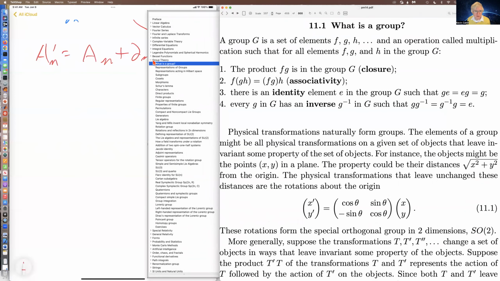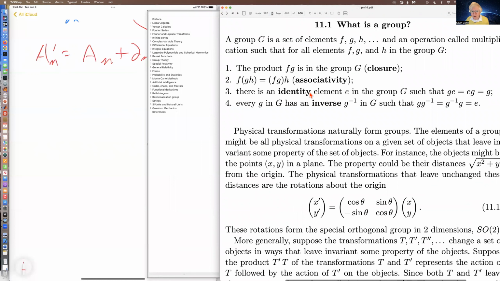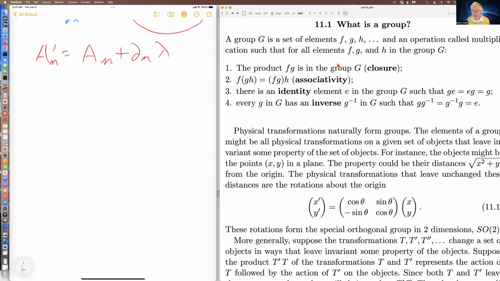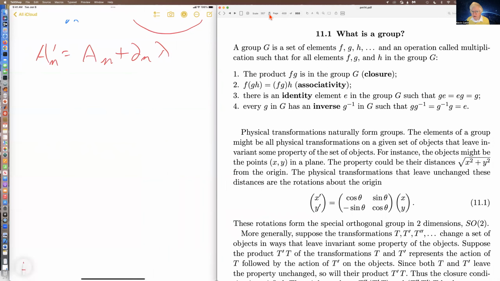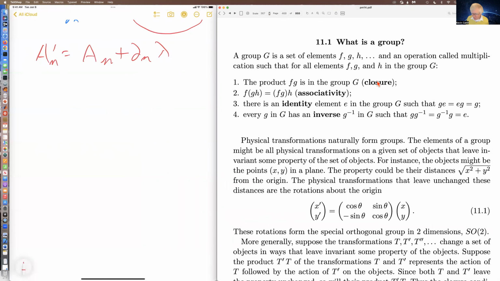So what is a group, first of all? Okay, so let's see, I've got this a little too small. Let me make it a little bit bigger. All right, I'm going to have to shrink this a little bit. Okay, so what is a group?